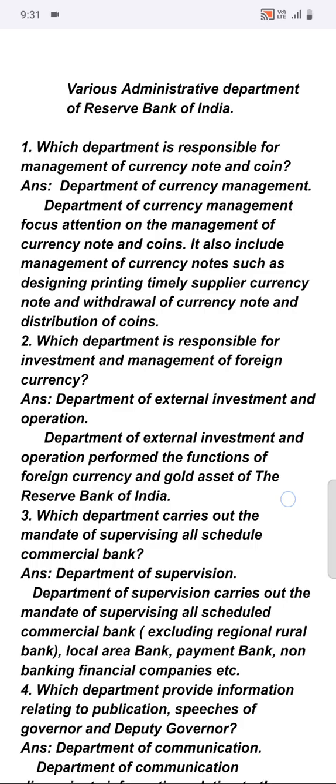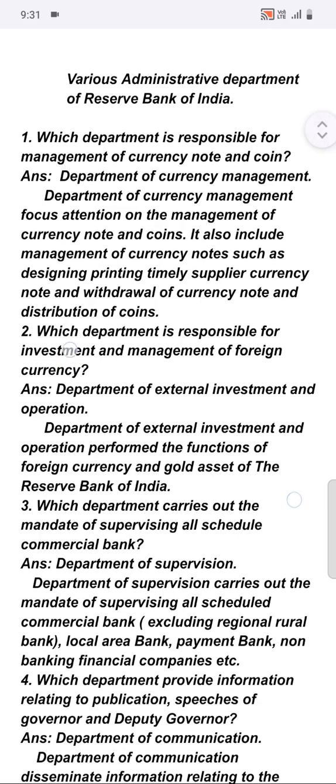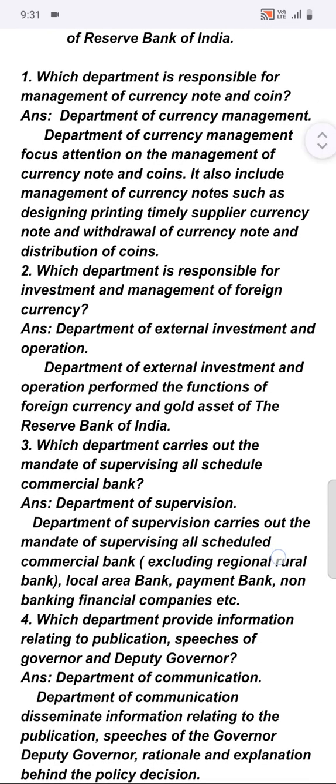Moving towards question number 2, which department is responsible for investment and management of foreign currency? So the answer is Management of External Investment and Operation. Management of External Investment and Operation performs the function of managing foreign currency and gold assets of the Reserve Bank of India.